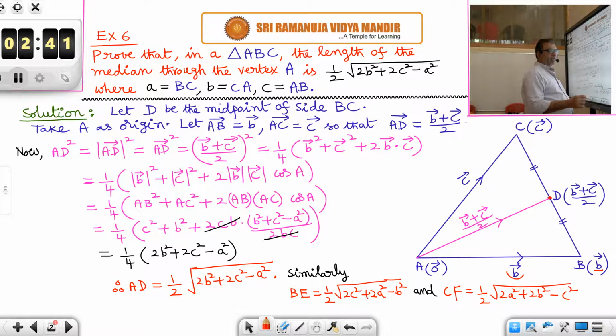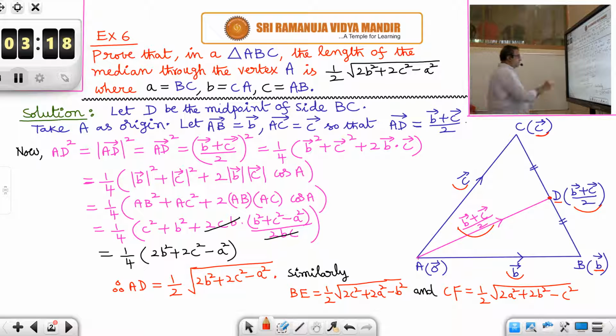Similarly, position vector of C with respect to the origin A is AC bar. Let it be C bar. So I write it in the bracket here. If B is b bar and C is c bar, then what will be the position vector of the midpoint D? Naturally, it will be b bar plus c bar by 2. So the position vector of D is b bar plus c bar by 2. I have written here also.